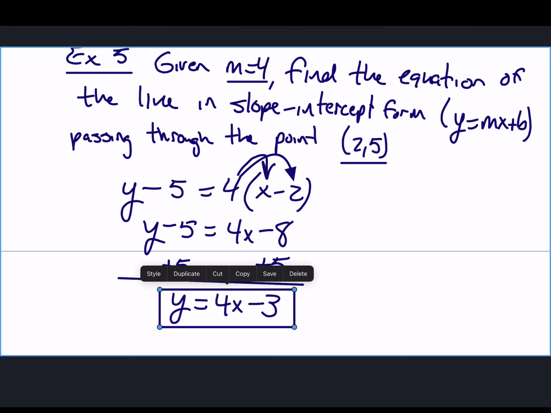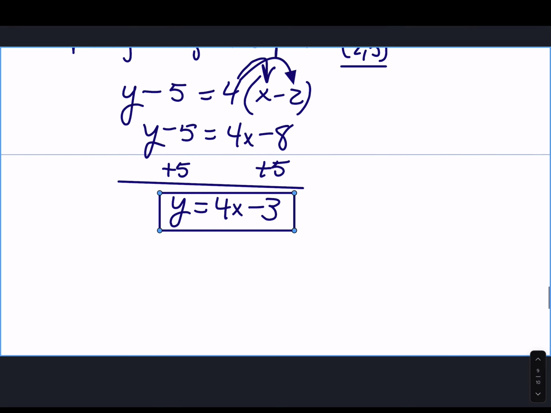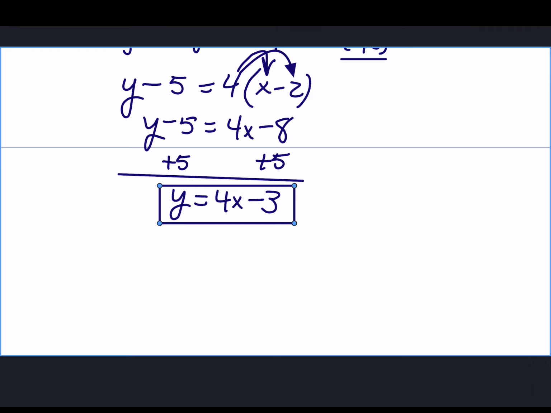Any questions about where we are so far? How we found the slope-intercept form? Okay. Hearing no complaints. Standard form. Okay, let's do another example.